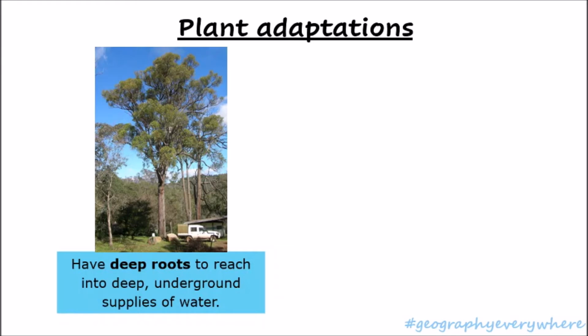An example of a plant like this is the jarrah tree, which has roots that can go up to 40 meters deep. That means the roots are as long as a building with around 13 floors.